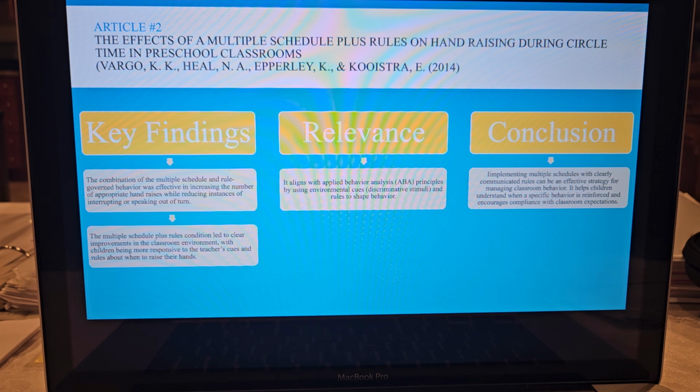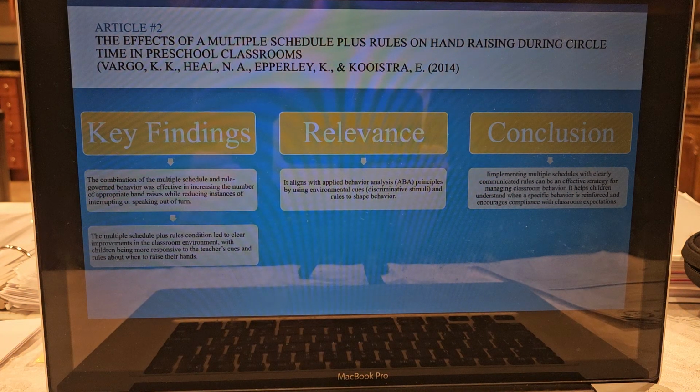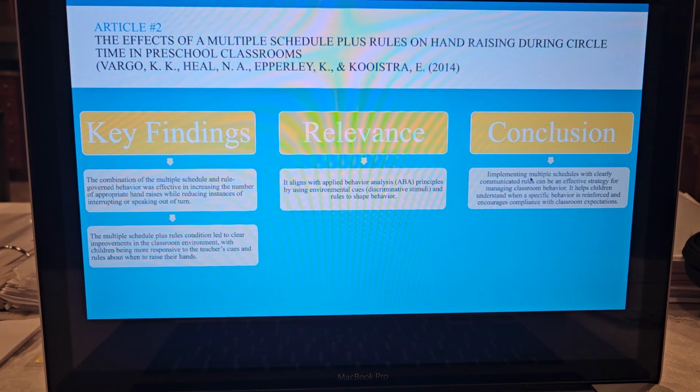The study concluded that implementing multiple schedules with clearly communicated rules can be an effective strategy for managing classroom behavior. It helps the child understand when a specific behavior is reinforced and encourages compliance with classroom expectations.